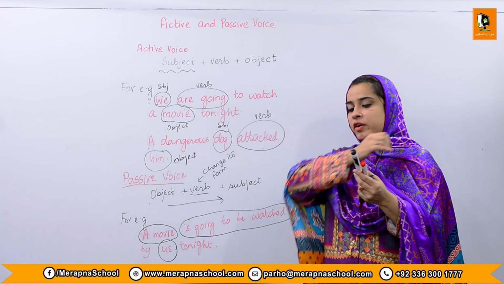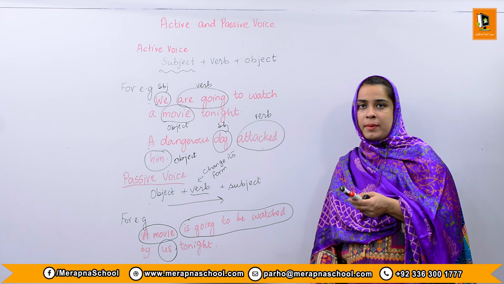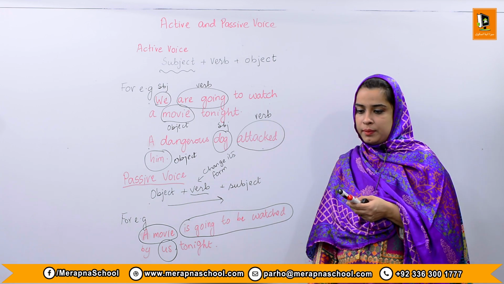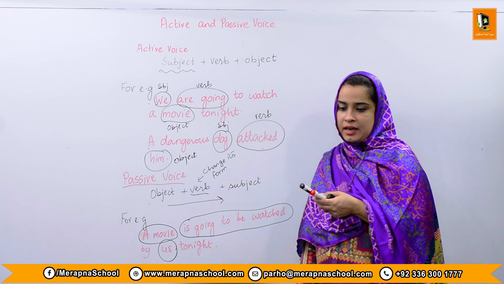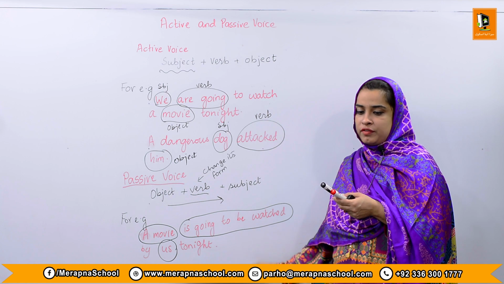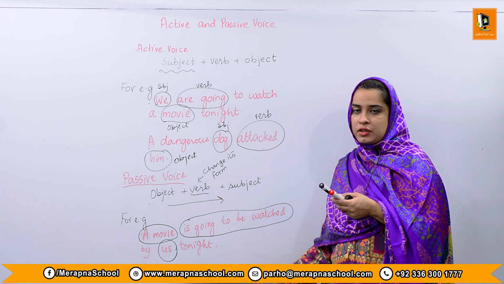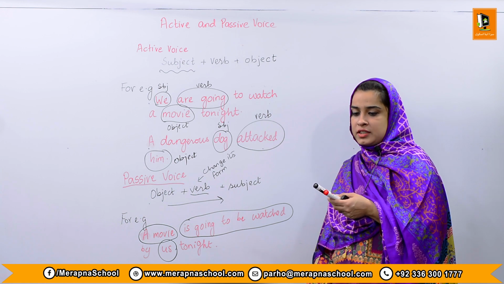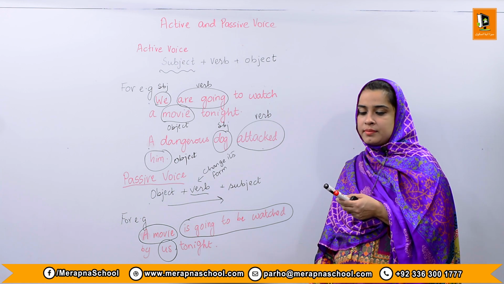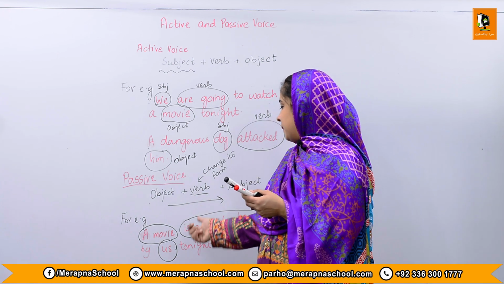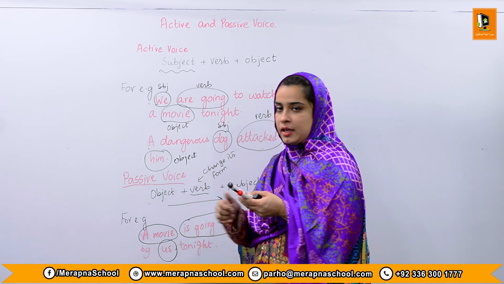Okay, in passive voice, however, the subject is no longer performing the action of the verb, rather it is being acted upon by the verb. Let's put it another way: the subject of a sentence in the passive voice is no longer the doer of the action, but the recipient of the action, the one who receives the action. Meanwhile, what was the subject of a sentence in the active voice, the doer, becomes the agent in the passive voice.